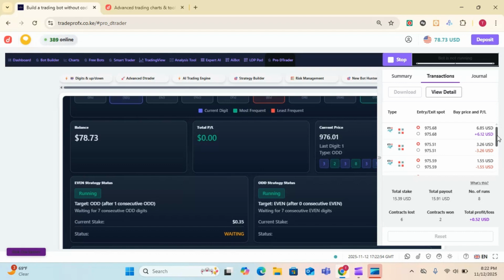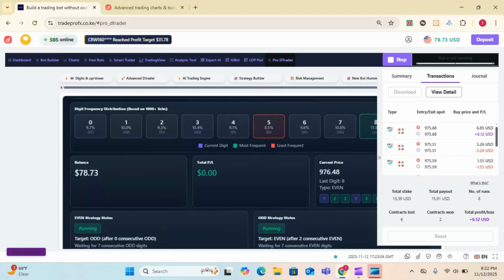So try that and never get swept while they are doing their manipulations. So that is it. This is Trade Pro FX. Continue doing the best analysis. Do for me the maximum ticks that can be produced for rise or fall.